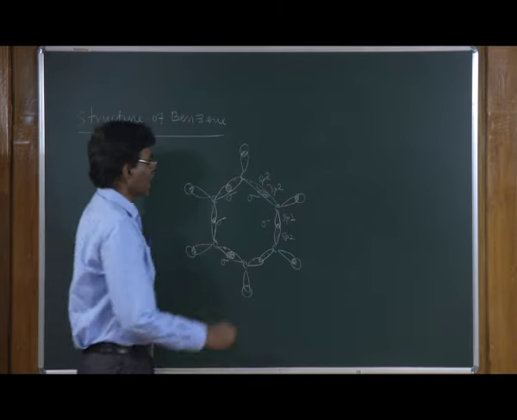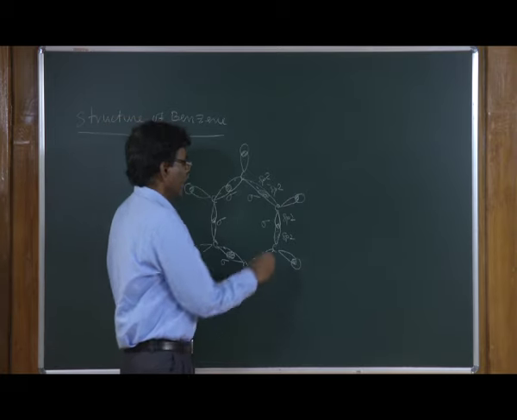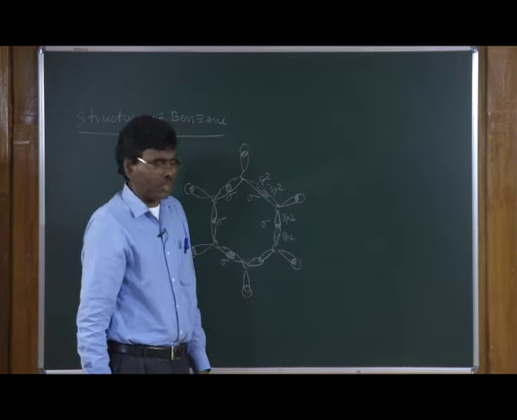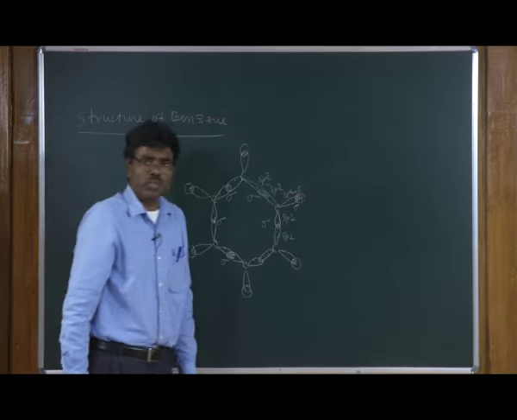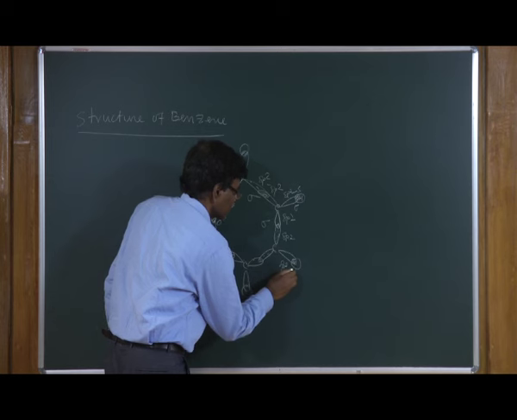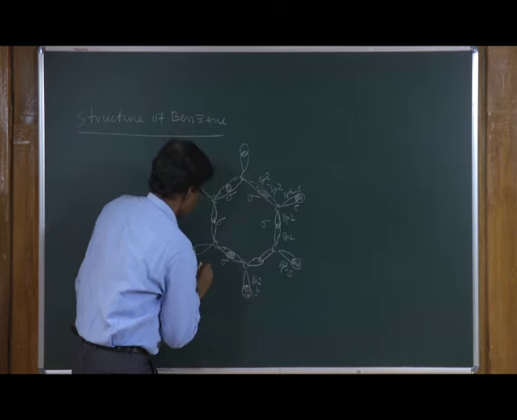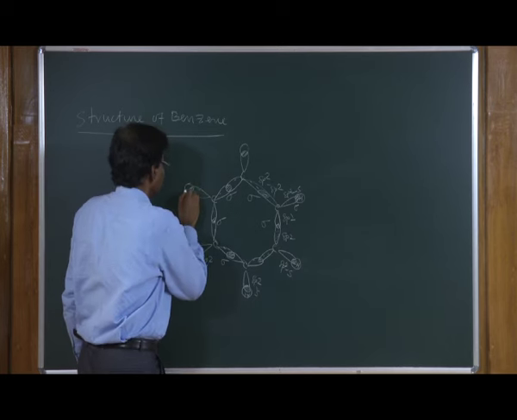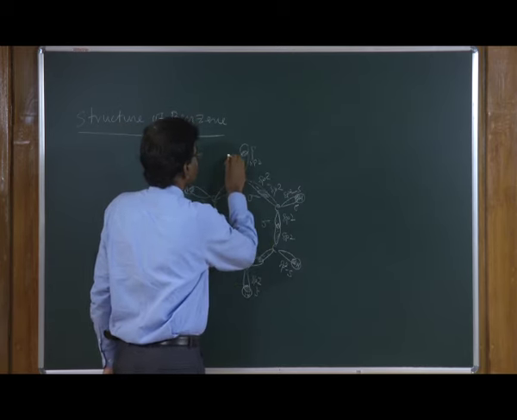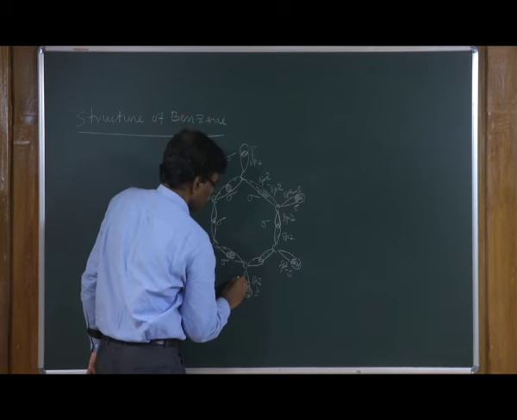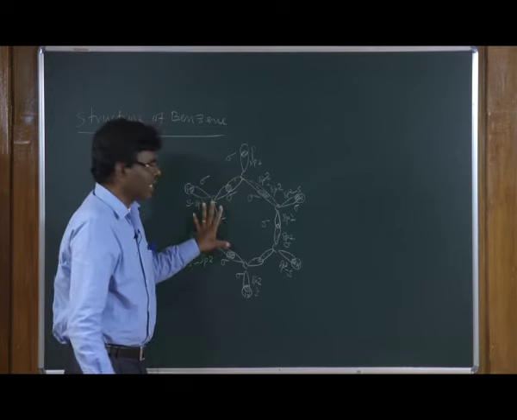In addition to that, each carbon has another sp2 hybridized orbital. Basically, it has 3 sp2 hybridized orbitals and one p orbital with one electron, and overlapping of this sp2 hybridized orbital with the s orbital of hydrogen generates a sigma bond, the C-H sigma bond. So this involvement of the sp2 hybridized orbitals in the sigma bond formation makes the benzene ring a planar molecule.